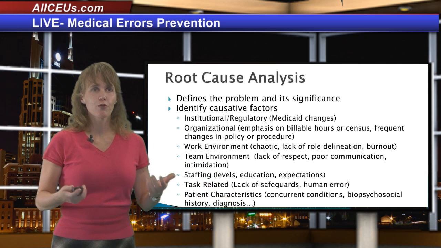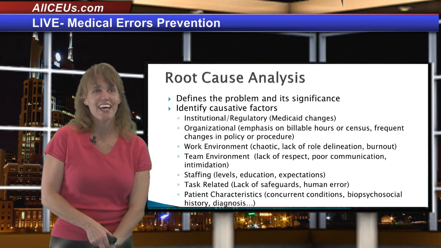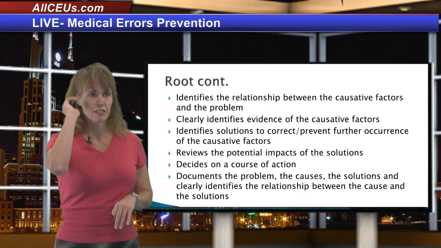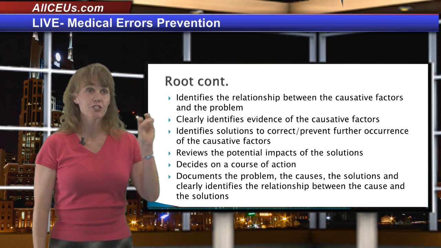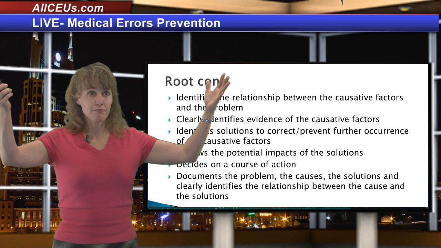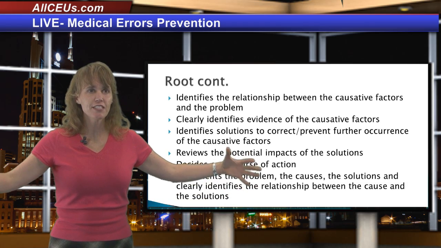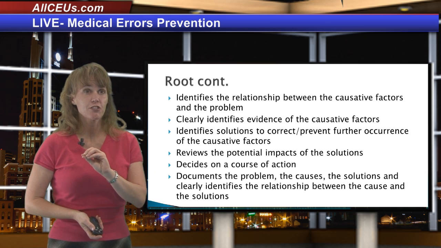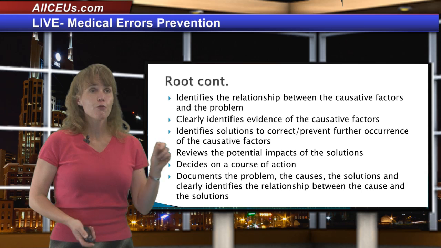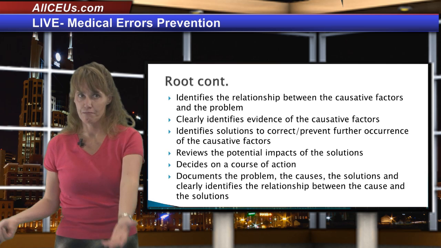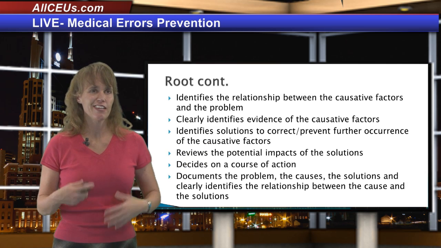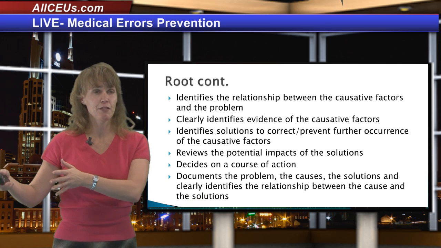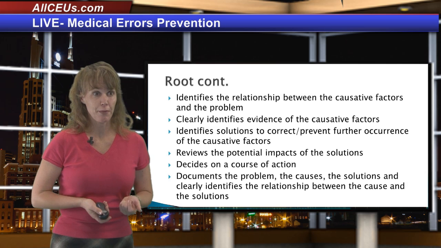And a lot of that is where we're moving into a biopsychosocial model and really looking at the physical, social, and psychological aspects. We want to identify the relationship between the causative factors and the problem. This is the problem. There are all these things that happen. Now, how do these influence and get us from point A to point B? It clearly identifies the evidence of the causative factors. We know this happened because we know people were afraid to report this situation because of this policy, and it happened a lot, and it became commonplace because of this other policy. We have evidence that it's happened in the past. So we know we need to do something about it.